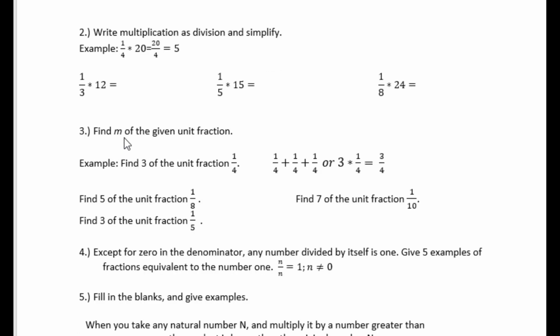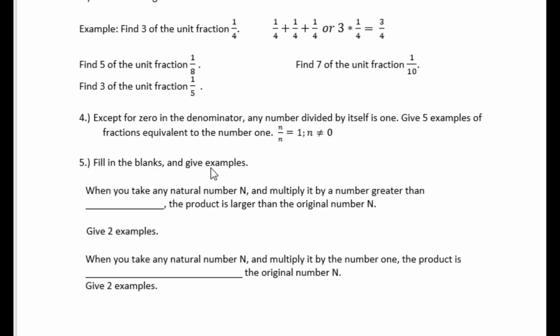So here we're going to find m, in this case, example 3 of the unit fraction 1/4. And there's 2 ways to do it. And those are the 2 ways. We went through that. This one, except for 0 in the denominator, any number divided by itself is 1. Give 5 examples of fractions equivalent to the number 1. Well, how about, for instance, 2 over 2, 3 over 3? I think that you can handle that.